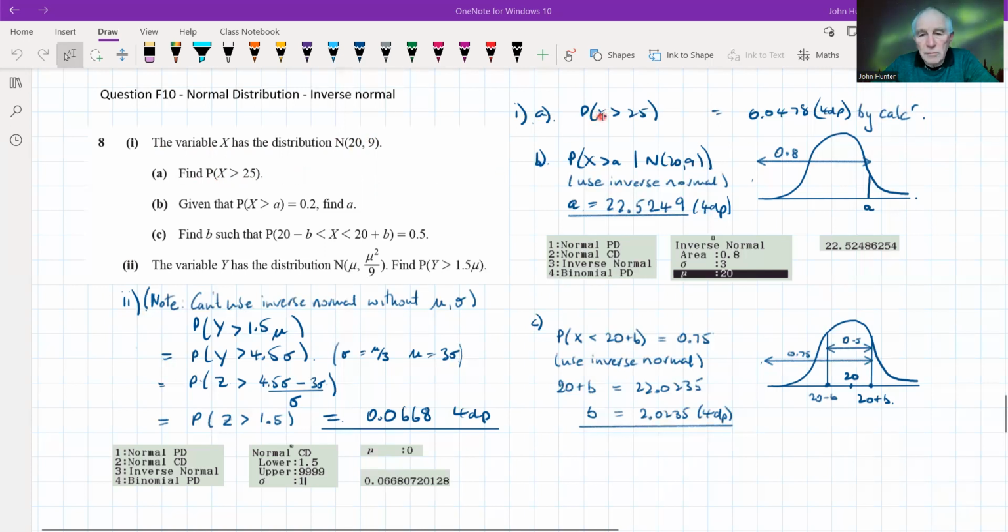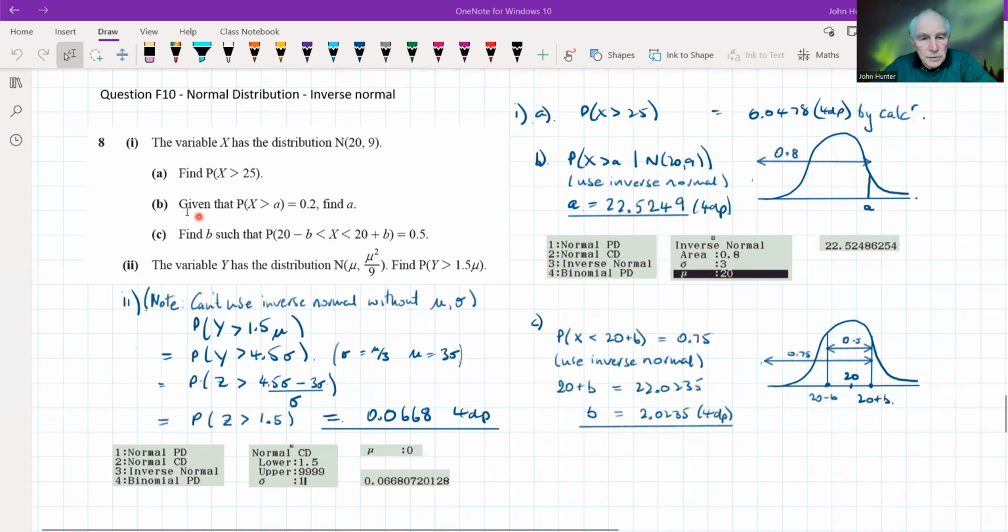So for the probability that the random variable is greater than 25, we'll just go to the cumulative normal on our calculator. It's in menu 7. We put in a lower value of 25, and the upper value is everything else higher than that, so 4 nines or something like that. Put in the mean and the standard deviation of 3. This is going to give us the probability 0.0478 to 4 decimal places. So that's just exercising our use of the normal cumulative distribution.